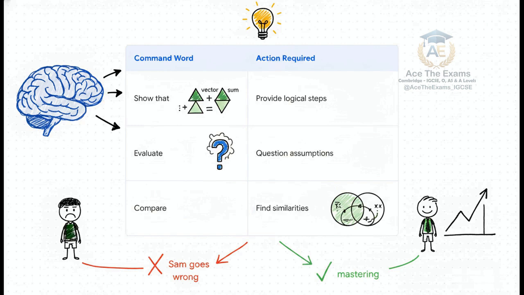If the prompt requires comparative analysis, you must identify similarities and differences using clear comparative connectives, and you have to support every single claim with numerical evidence. You have to speak the examiner's language.